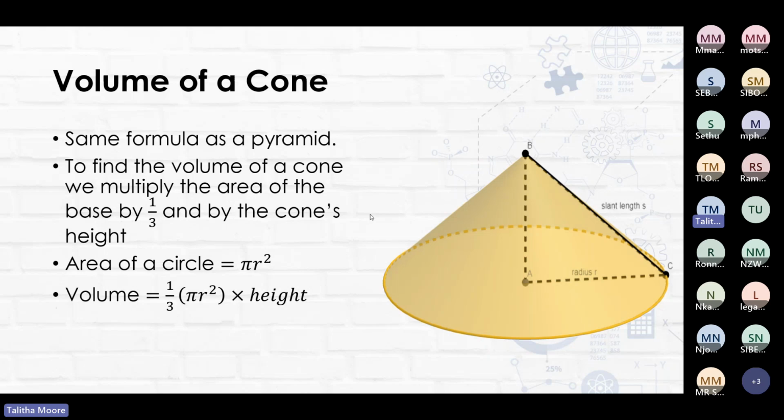The volume of a cone is the same formula as a pyramid, funnily enough. So you multiply the area of the base, which is a circle, by the cone's height and by 1/3. The area of a circle is pi r squared, so the volume is 1/3 times pi r squared times the height of the cone.